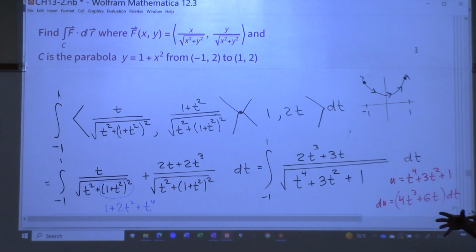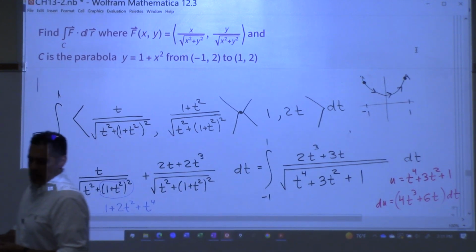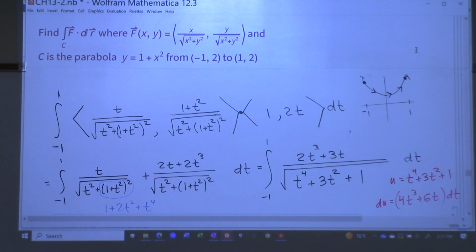This problem was tailor-made so it works, all right? Do you all see that's just a basic u sub? Yes. Okay. We're done with the problem. You can take it the rest of the way.